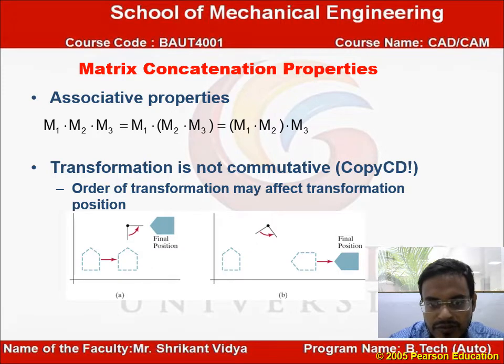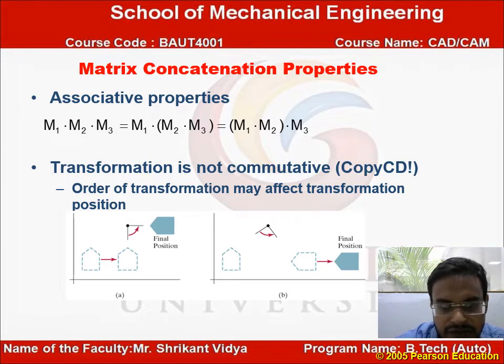Then the properties of matrix concatenation. M1 into M2 into M3 equals M1 into M2 into M3, that is associative. But transformation is not commutative, so the order of transformation may affect the transformed position also. If you change the order of the multiplication of the matrices, then the transformed position will also change. Suppose you check one direction, then you can see the two diagrams. In the first diagram, if you apply the two different matrices in different order, the position is different. If you change the matrix order, then the final position also changes.